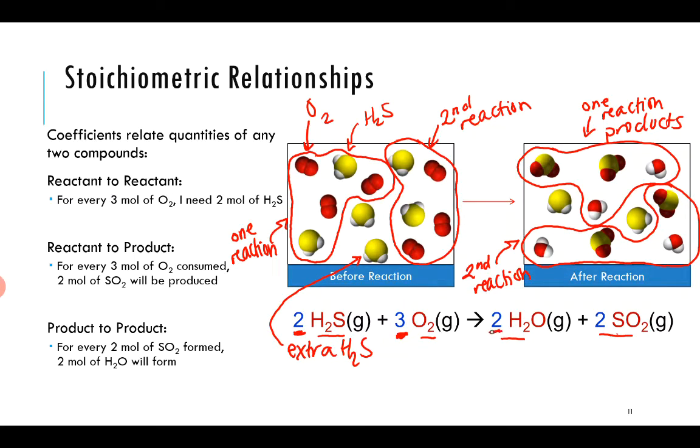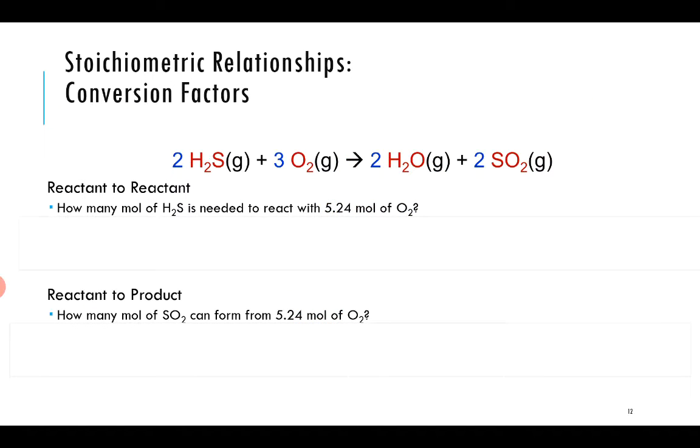And so we can use these coefficients to make proportions. We could say for every 3 moles of O2, I need 2 moles of H2S. I could say for every 3 moles of O2, I'm going to be making 2 moles of SO2. We're just going to grab those numbers out in front and put the word mole right after the number. For 2 moles of SO2, I will make 2 moles of H2O. So we can use those mole relationships as conversion factors in math.